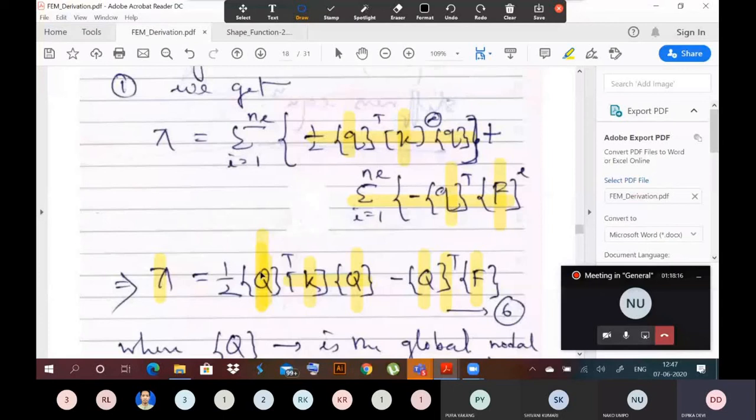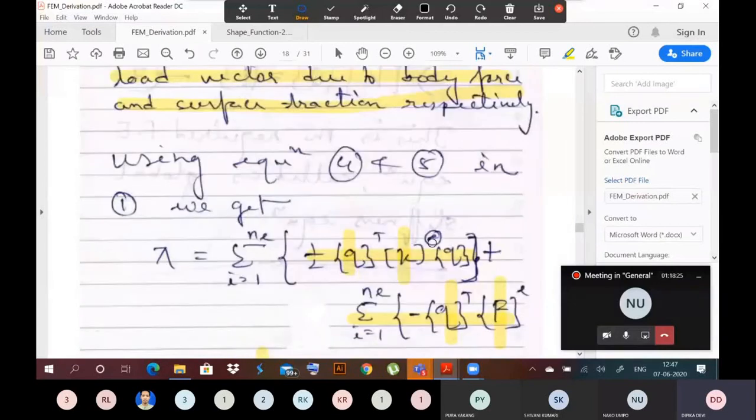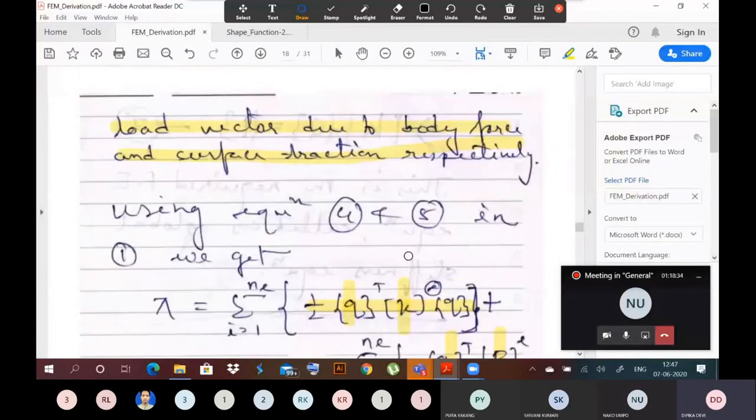F is the summation of all nodal force vectors, and the nodal force vector you can derive for the body force and the surface traction, and the point load you can directly get because they will act at the nodes. So consistent load vector due to body force and surface traction you can determine, then you assemble them, that will give you the global nodal force vector.